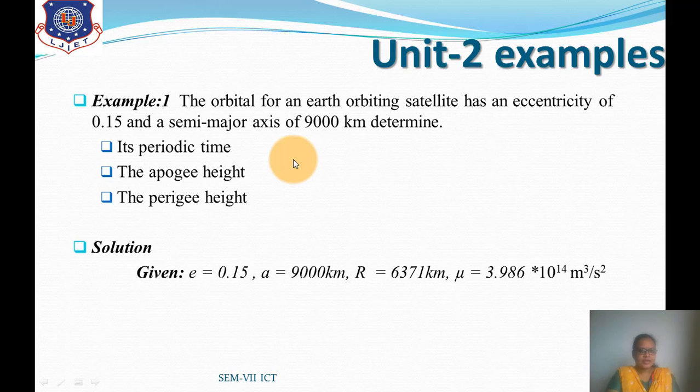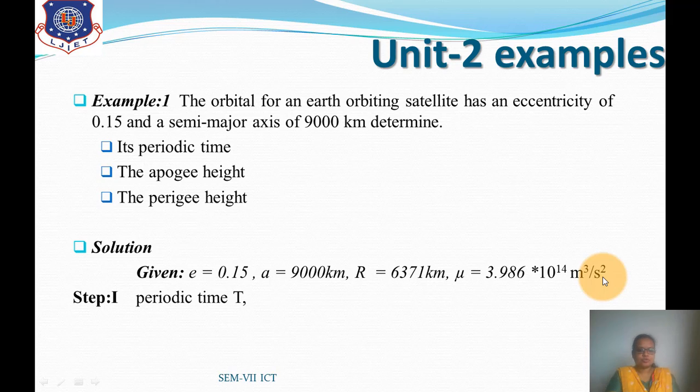The given quantities are: eccentricity, denoted by e, 0.15; semi-major axis, denoted by small a, that is 9000 km; the radius of Earth, which is 6371 km, a constant value; and mu, the geocentric constant, which is also a constant value, 3.986 into 10 raised to 14 meter cube per second square. Based on these given quantities, we will find these three quantities.